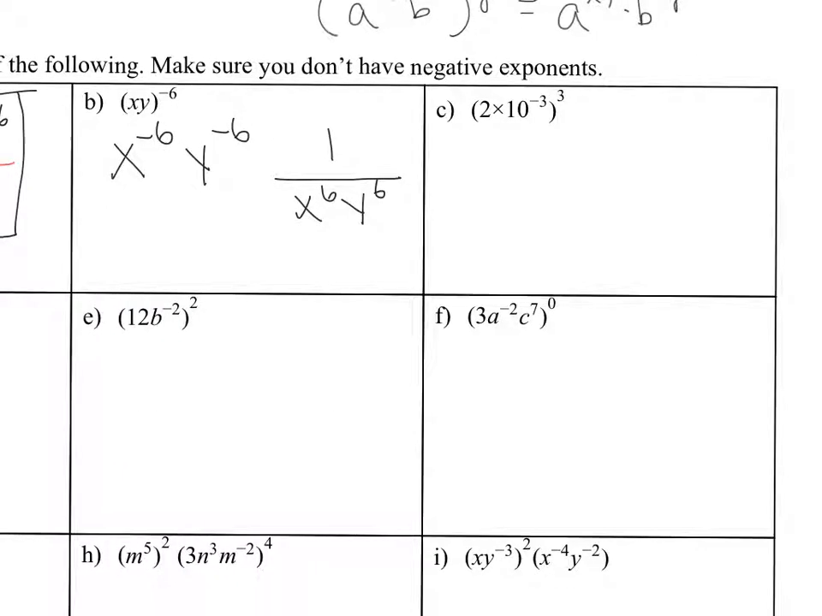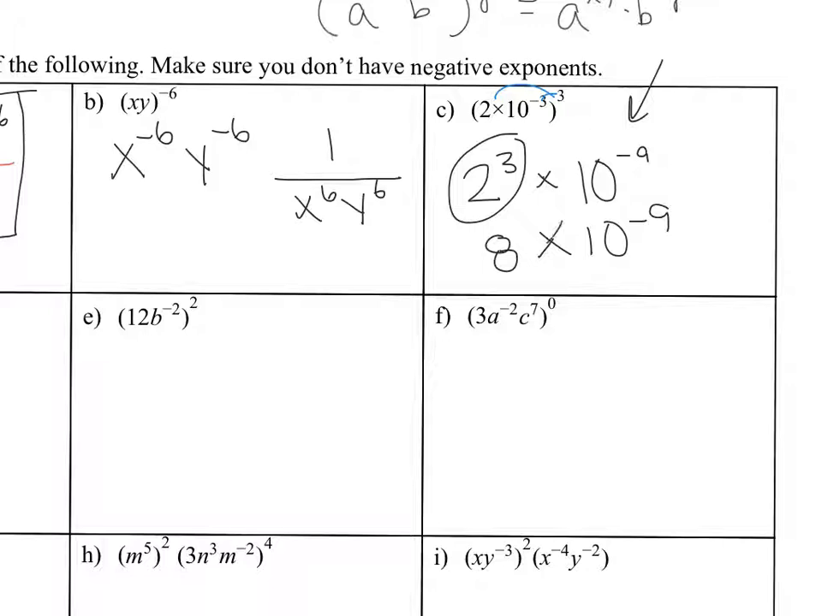Letter C, I need to exponentiate each thing to a power of 3. So this is going to be 2 to the 3rd times 10 to the negative 9. I'm going to leave it like this because this is scientific notation. So this would actually be 2 cubed, which is 8, times 10 to the negative 9. If this wasn't the number 10, or if it was a variable, I would not leave it as a negative exponent, but it's in scientific notation, so I'm going to leave it like that.